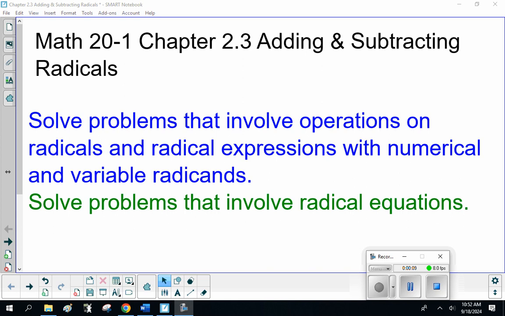Probably Part 1. Now, today we're going to solve problems that involve operations on radicals and radical expressions with numerical and variable radicands. And we're going to solve problems that involve radical equations. Well, we'll do that eventually.